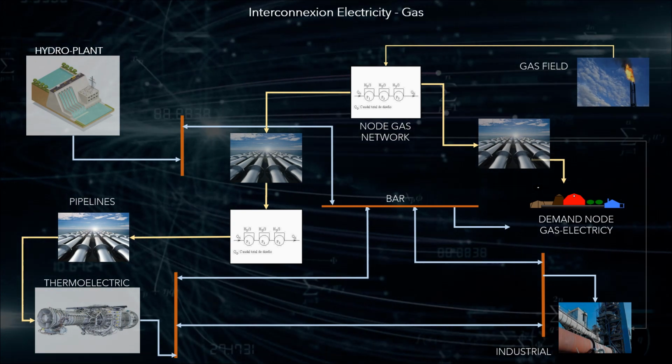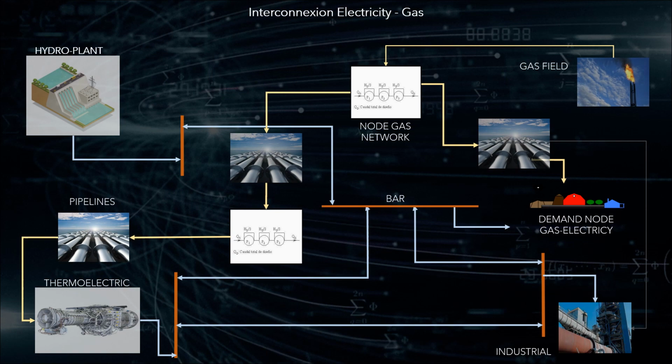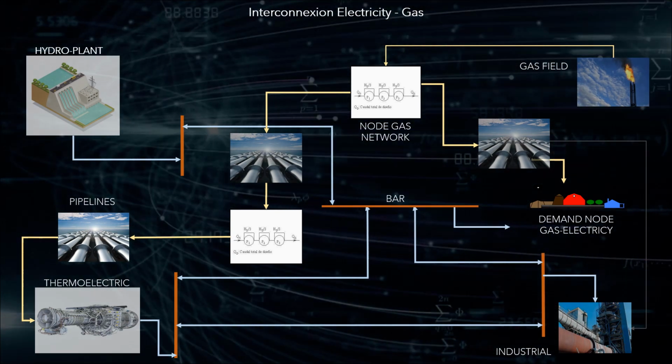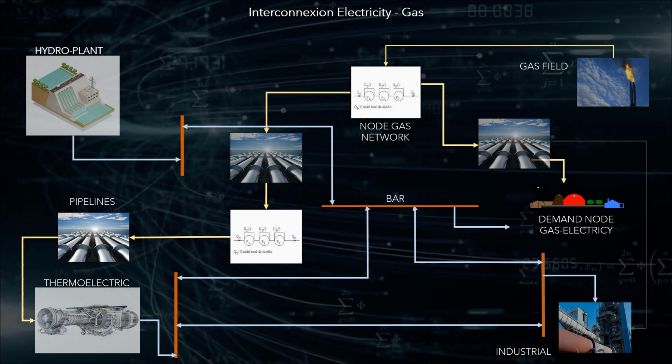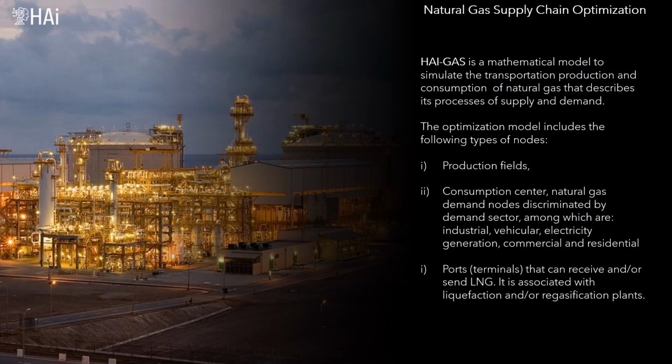As integrated products, electricity and gas must be modeled together. As a basic energy, the natural gas is a raw material of electricity, and in turn, as useful energy, it is competition of electricity. The optimization model includes the following types of nodes.